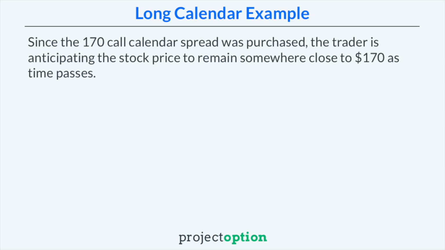Now when you buy a calendar spread, you're anticipating that the stock price will remain somewhere near the strike price of the calendar spread as time passes. Now in this case, since we bought the 170 call calendar spread, the trader is anticipating that the stock price will remain somewhere close to $170 as time passes. So let's take a look at what happened with the stock price after the trade was put on and how the calendar spread's price changed with those stock price changes.